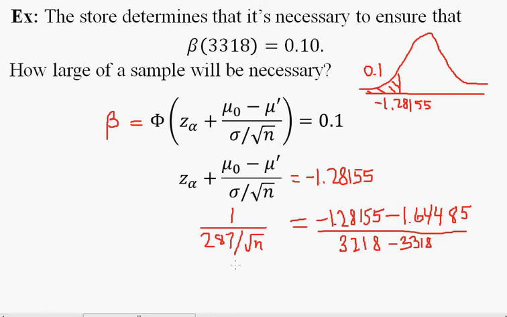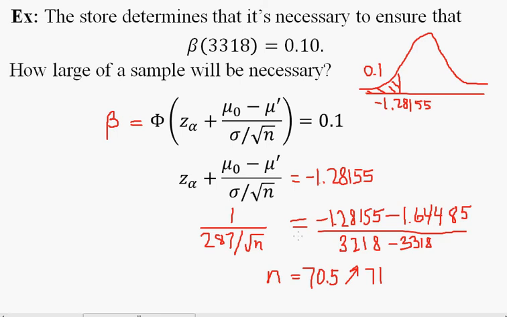So I have a somewhat complicated expression for n to solve, and skipping a few steps, we get that n is equal to about 70.5. So I'll round up to 71. A sample of size 71 is necessary to ensure the required beta.